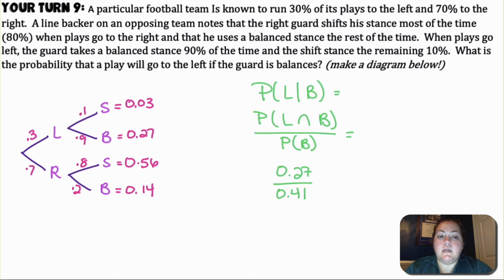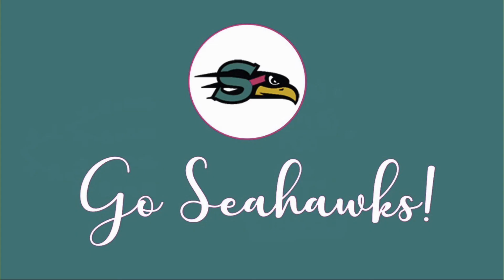So the probability that they go left, given it's a balanced stance, so left and balanced divided by the probability of balanced. So it would be 0.27, which is left and balanced, divided by the total for balanced, which is 0.27 plus 0.14, which is 0.41, which gives me 0.6585. All right, go Seahawks.